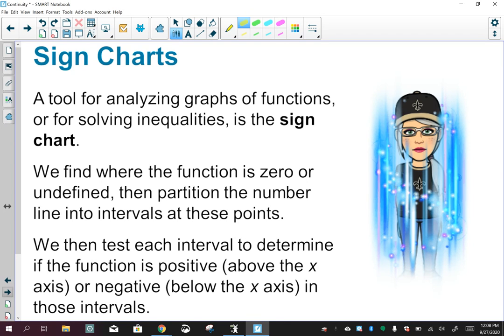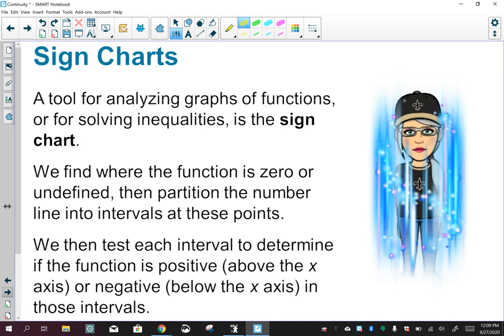So when we talk about sign charts, this is going to be a tool that we're going to use to analyze graphs of functions, or for even solving inequalities, but we're not really worried about inequalities right now. What we're going to focus on is, do I have a sign change to see if I have any zeros or anything.